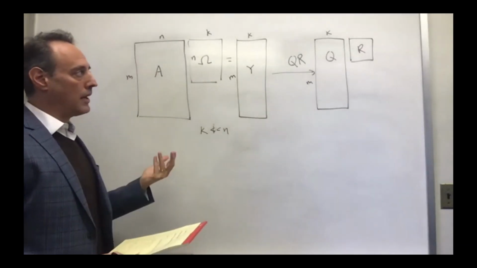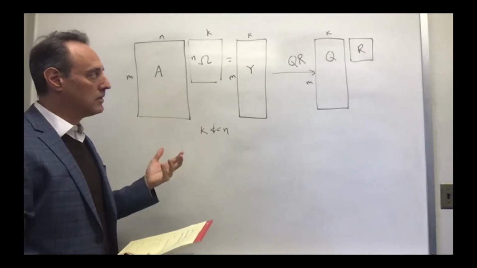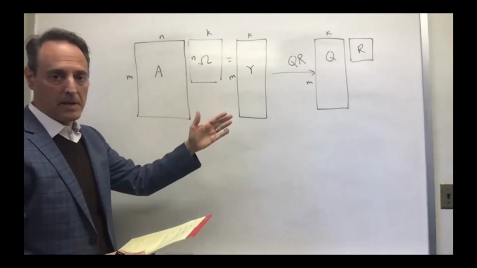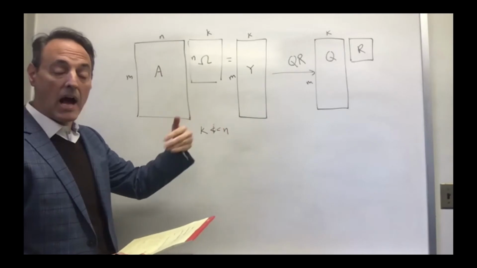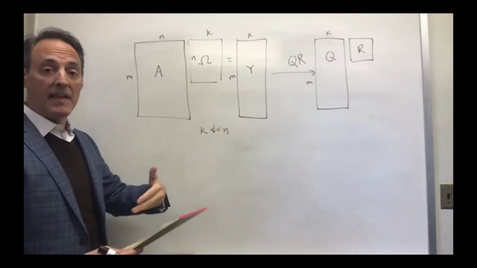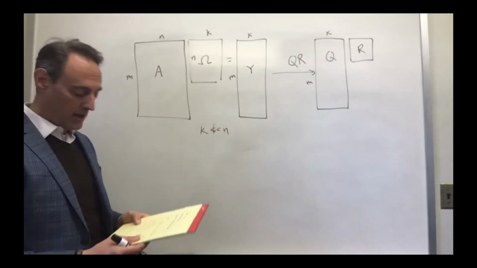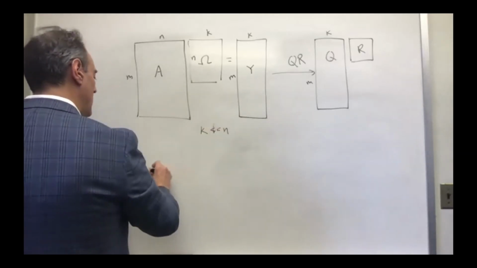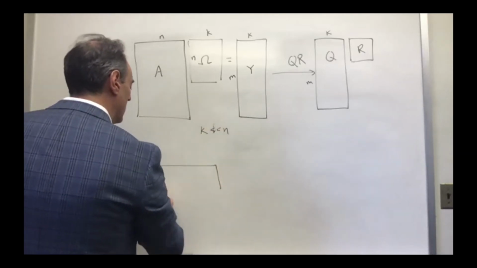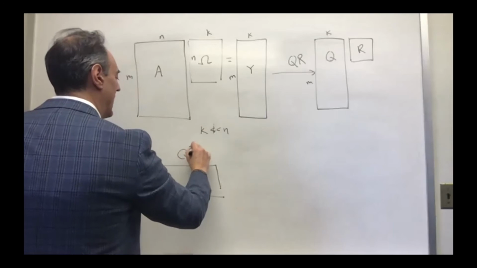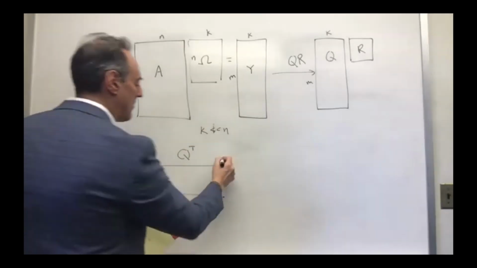So that's step one. Step two, from that column space, is to now take your data and look at low rank features in that column space. The way you do this, you take that matrix Q, lay it on its side, transpose in other words, and multiply by A.